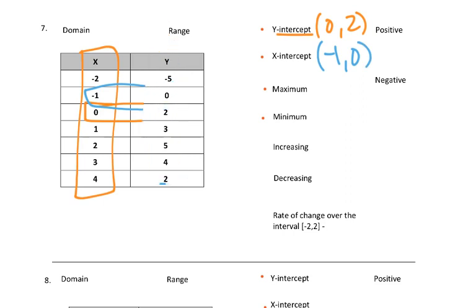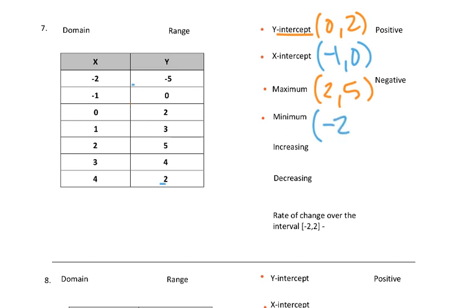Now for the maximums and the minimums, we're only looking at the y values here. So what's our highest and our lowest point? Lowest, pretty easy to see, negative 5. So negative 2, negative 5 for a minimum. Highest is positive 5, so 2, 5. So 2, 5 for our max, and for our min, negative 2, negative 5.